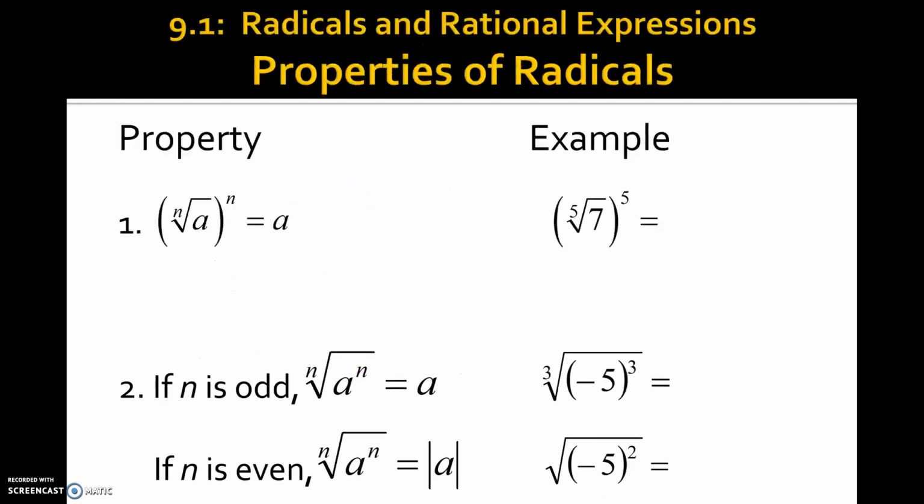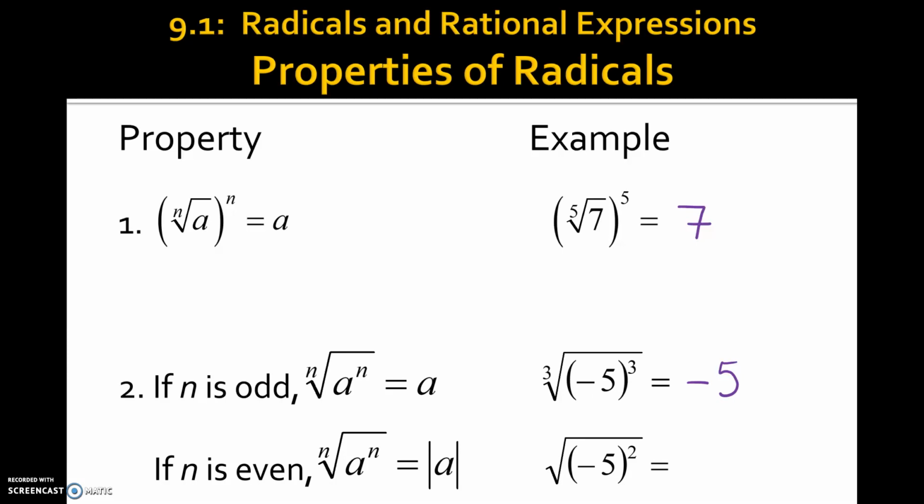Okay, so here's the property. This is the first slide that you have in your notes. The nth root of a raised to the n is a. So, for example, the fifth root of 7 to the fifth is 7, because the fifth root and the exponent of 5 cancel each other out. If n is odd, if you have the nth root of a to the n, like the third root of -5 to the third, then your answer is going to be whatever is inside those parentheses. If that would have been a +5, then our answer would have been +5.